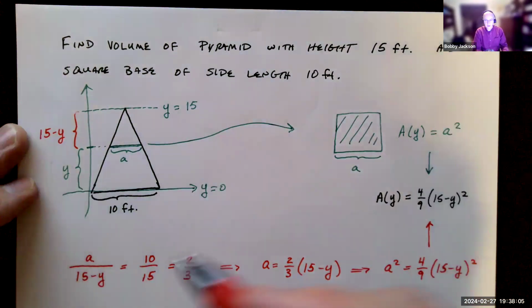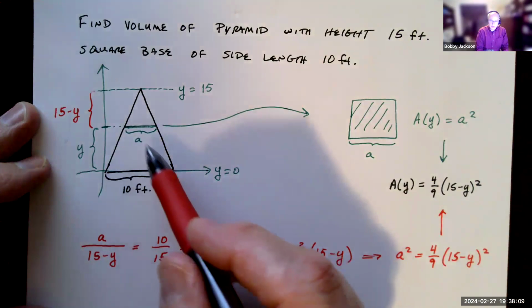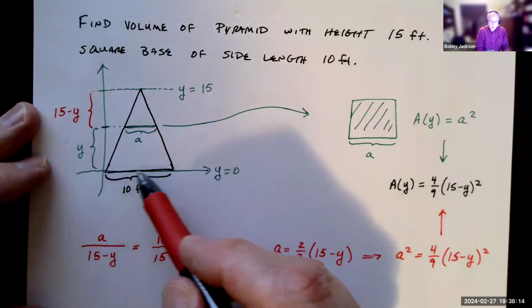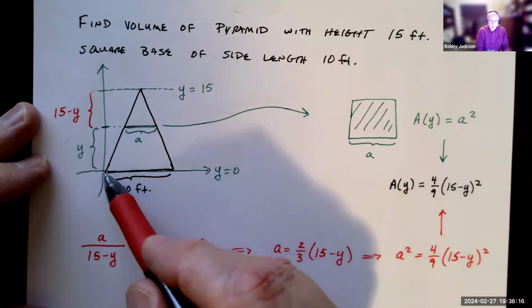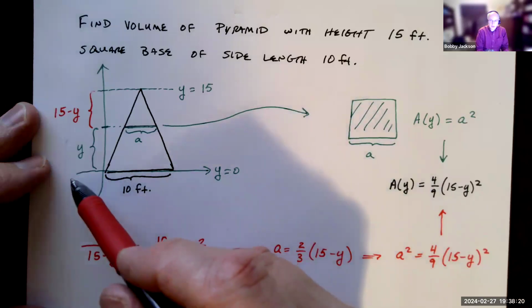I'm not going to draw the three-dimensional picture here, but if you were looking from the side of the pyramid, of course, we see a triangle. But this base down here is square. Okay, its side length is 10 feet. All right, and so I'm going to set this up.